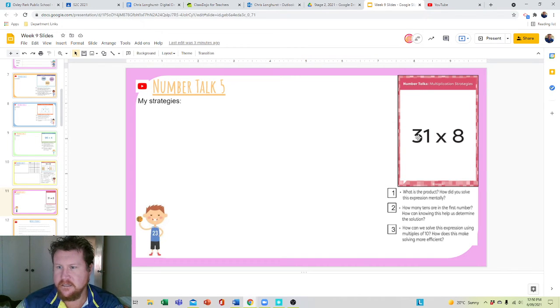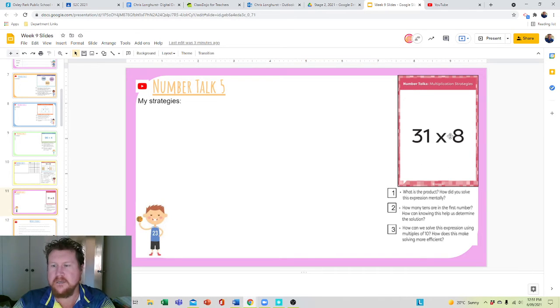I'd break it down into tens and ones. So 1 multiplied by 8. 1 times tables are the easiest. It's 8. So now it's an 8. 3 times 8. 8, 16, 24. 24 times 10, because it's in the tens column, 240. So therefore, I would say this answer is 248.